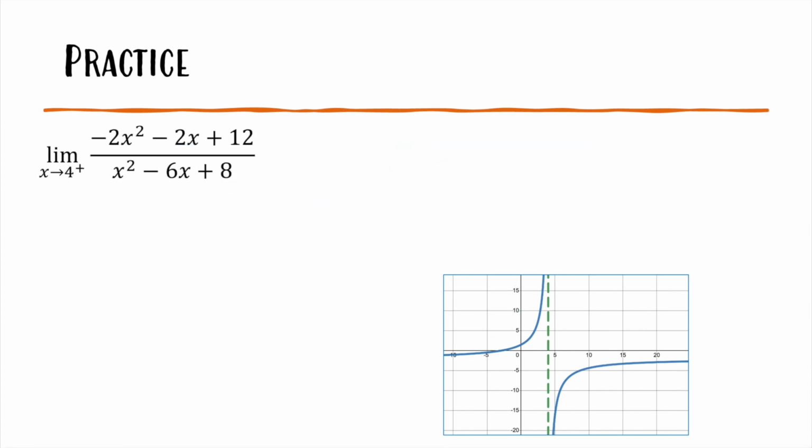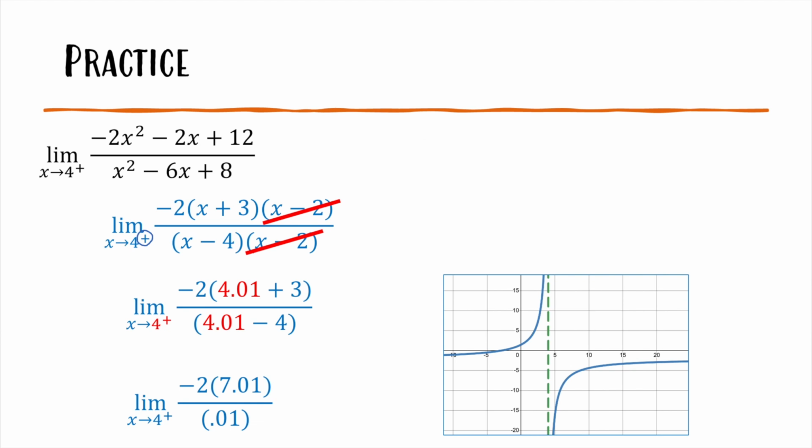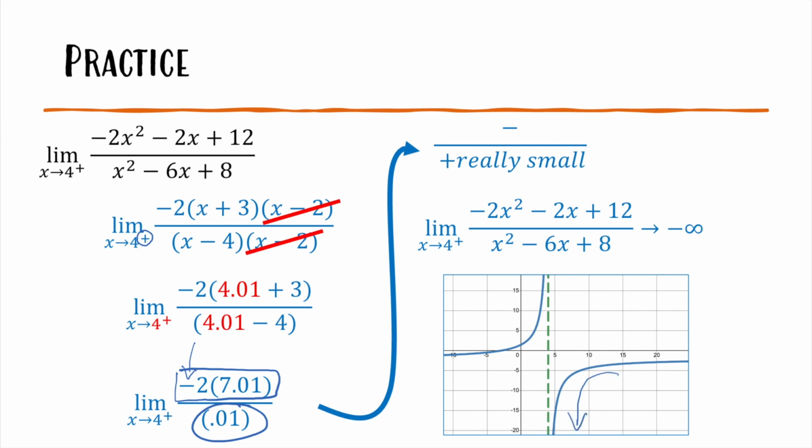But what about looking at as x approaches 4 from the right? Okay, same factoring on the top and the bottom, but we're looking at x approaches 4 from the right, so we'll plug in something just to the right of 4, 4.01. So we don't really care what this number is on top here, but we do care that it's negative. And on the bottom, we have a positive, really, really small number. So if you have a negative divided by a positive, really, really small number, that is going to negative infinity.